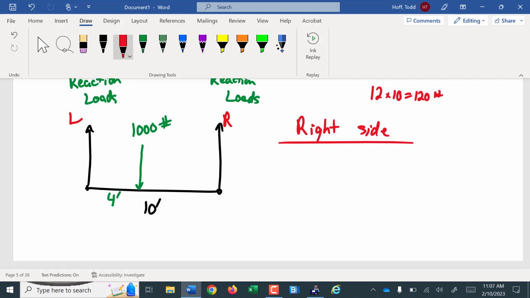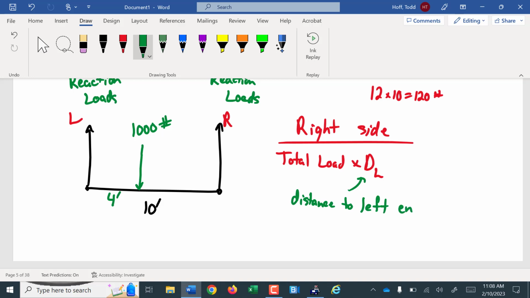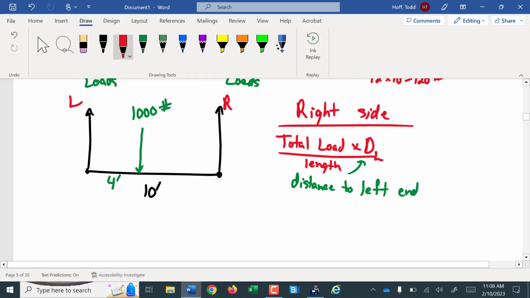It is the total load times the distance to the left. DL stands for distance to the left, and that is the distance to the left end of the beam. Then that is going to be divided by the total length of the beam. So again, this is for the right side.